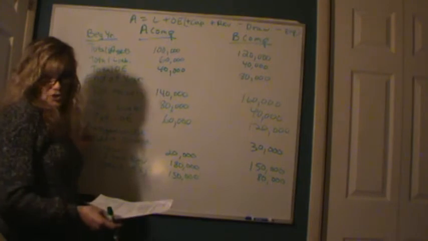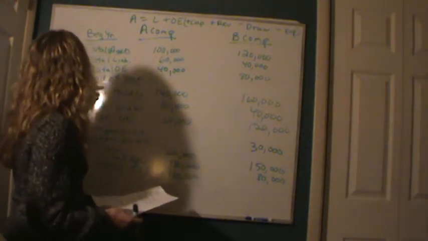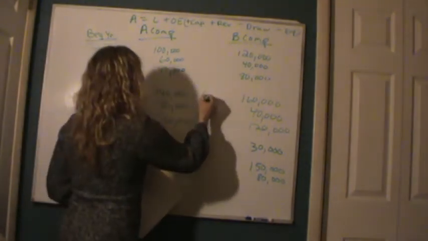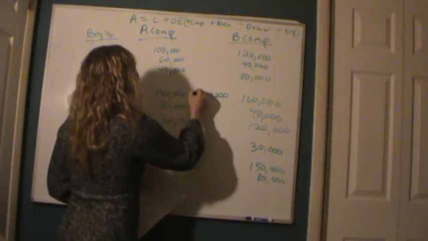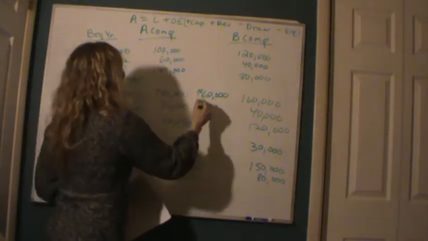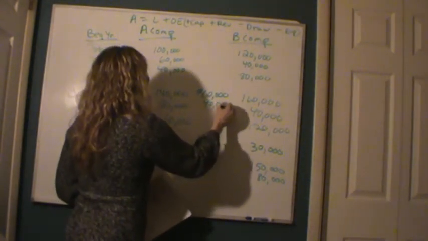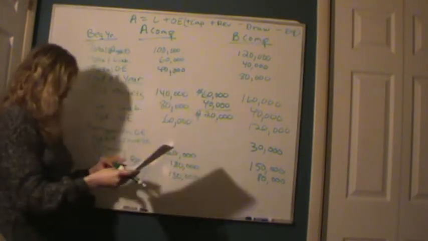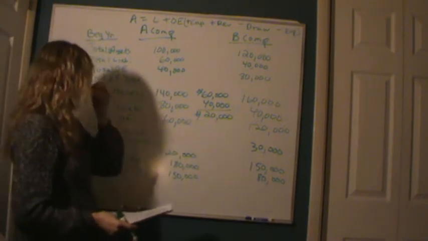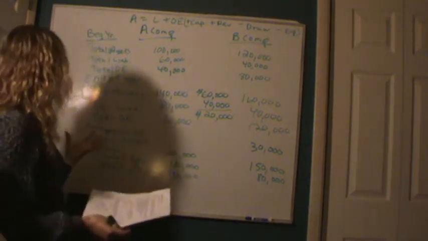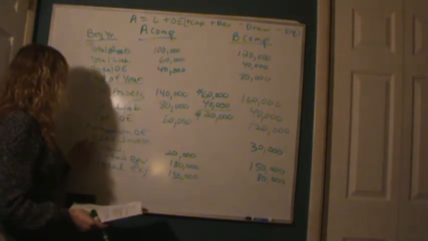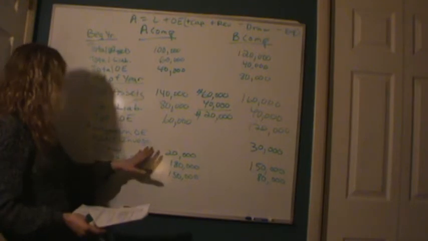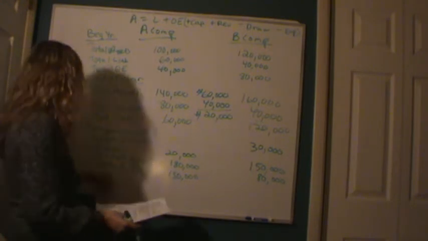So let's look at how we're going to determine this. First of all, we need to know what our change in owner's equity was. Well, to determine that, you take your end of year owner's equity for company A, that's $60,000, and subtract our beginning year owner's equity of $40,000. So that means for company A, we had a change of $20,000 in owner's equity. Now we want to see how that occurred.